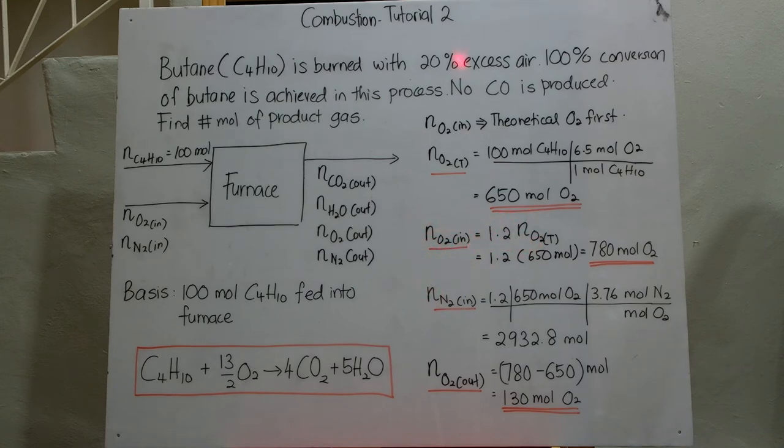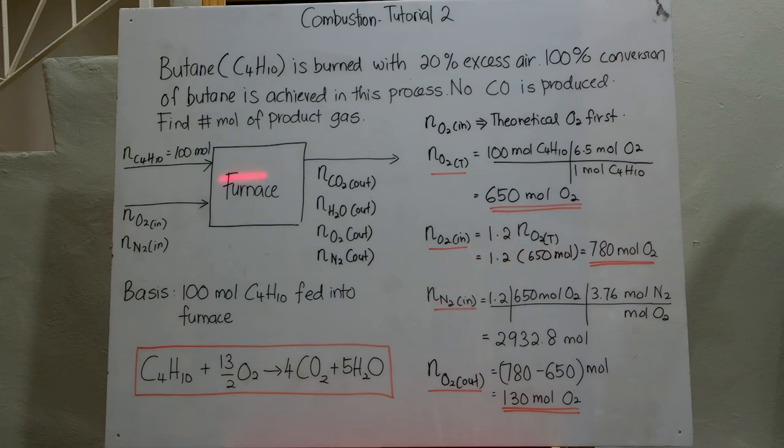Since we have 20% excess air, 1 plus 0.2 becomes 1.2 times the theoretical oxygen that we obtained just now. So we do the calculation, and we obtain the actual oxygen that goes into the process is 780 mole of O2.